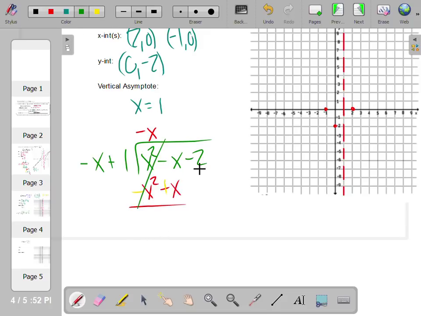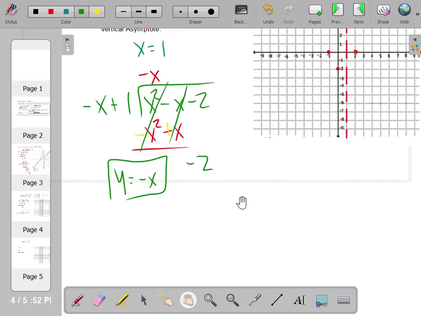Those cancel out. Hey, wait a minute. Those also cancel out, and you just get negative 2. Since negative 2 is a lower degree polynomial than this linear term, I'm actually done. That's my remainder. So my slant asymptote is y equals negative x.